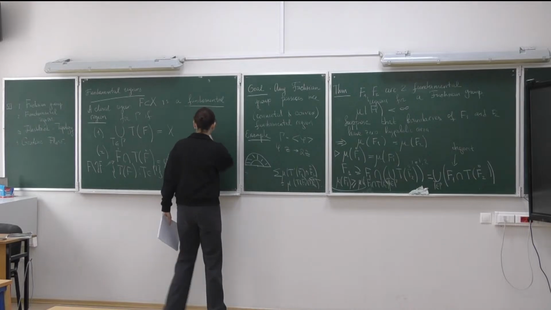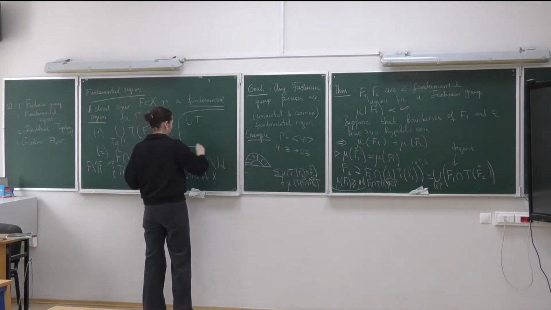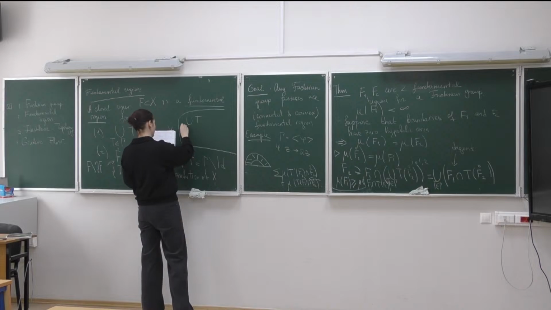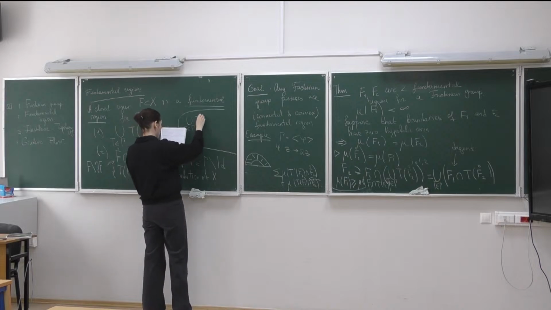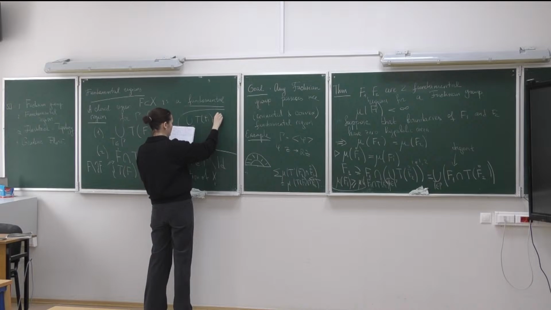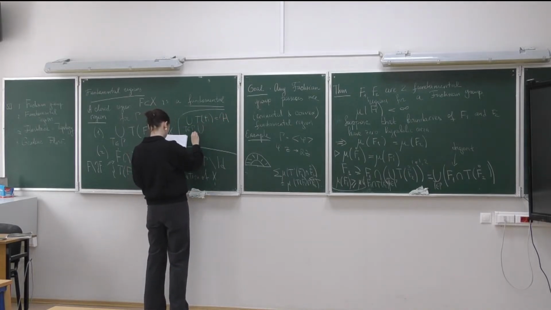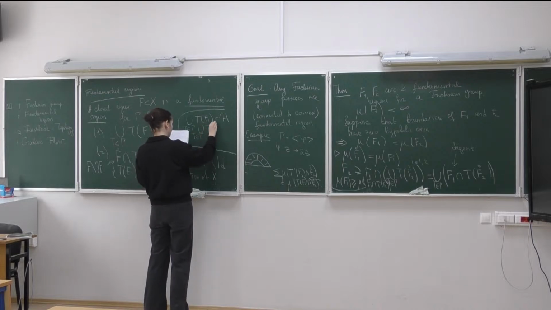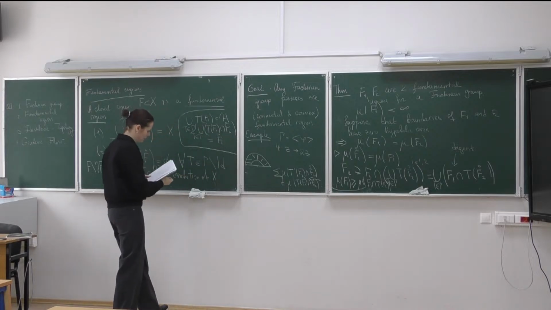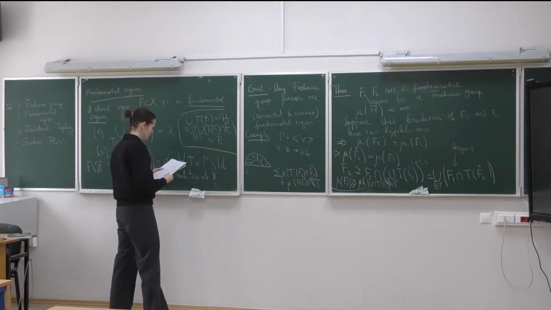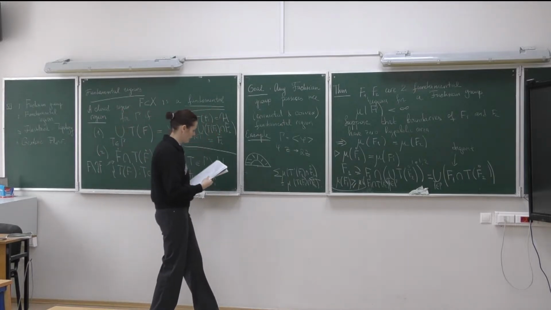And we know that the union of all T of gamma, T of F1, is the whole hyperbolic plane. So we have that the union of T of gamma, T of F1 intersected with F2, this union is just F2. So what we can say here is that this measure should be greater.